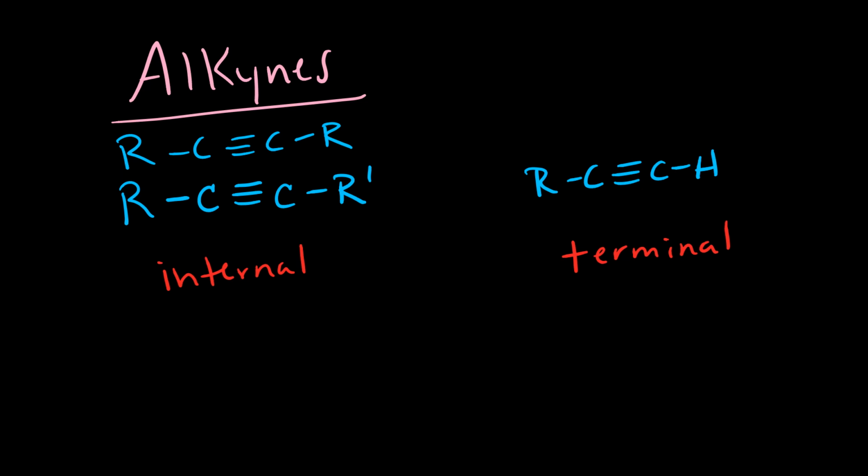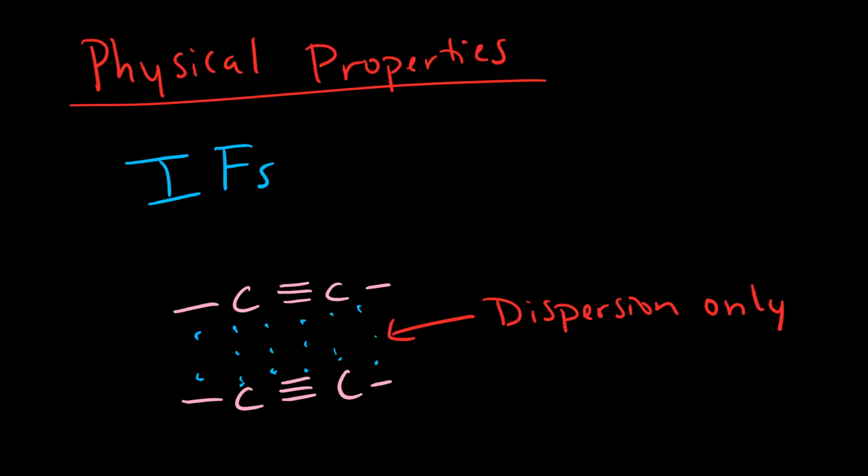Now we're going to transition into the chemistry of alkynes. First, there are some terms that you need to be familiar with when we're discussing alkynes. If the carbon-carbon triple bond is wedged in between two R groups, we call this an internal alkyne. If it's on the end, so one end of the triple bond has a hydrogen on it and the other end has an R group, we call this a terminal alkyne.